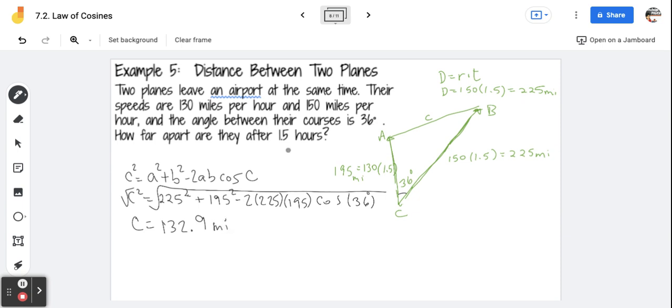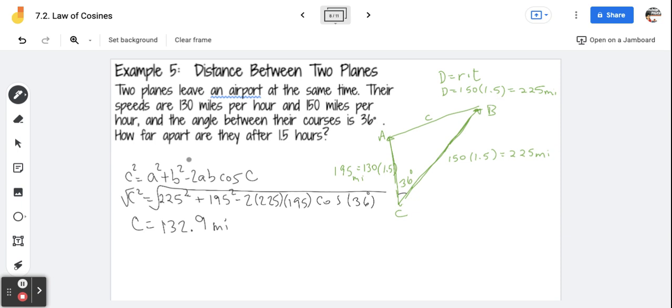So that one was pretty simple. The only trick to that one was you had to realize that they're giving you the speed, and you want to know how far apart. You want the distance they're apart, so you need the distance of each one of these sides. So since I knew in an hour, if they go 130 miles in an hour, they go 195 in an hour and a half. If they go 150 in an hour, they go 225 in an hour and a half. That was really the only trick to that one.